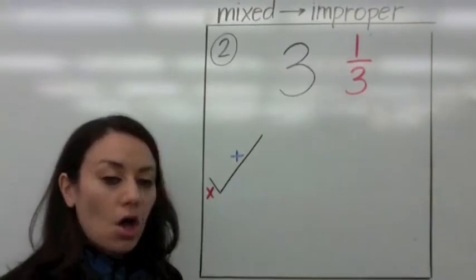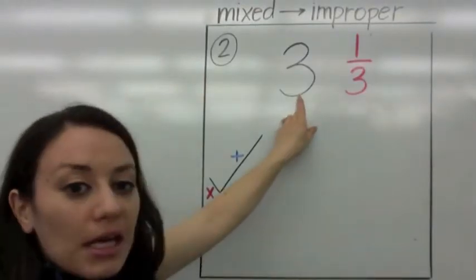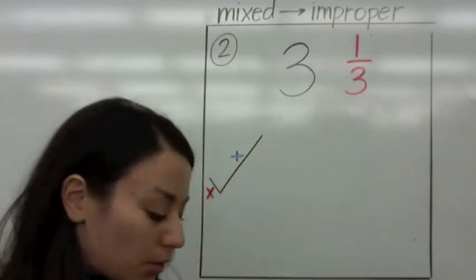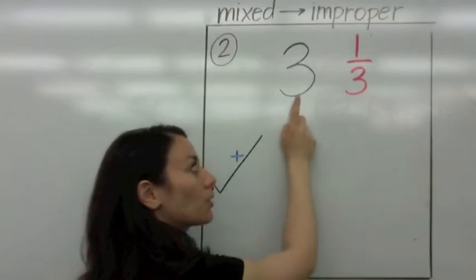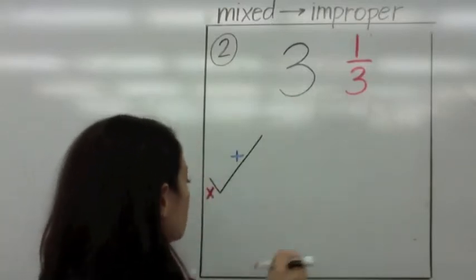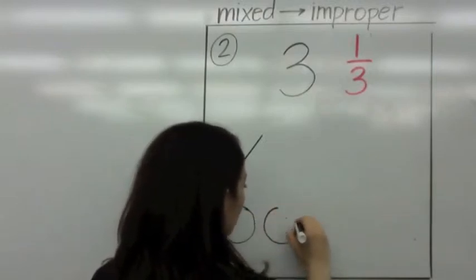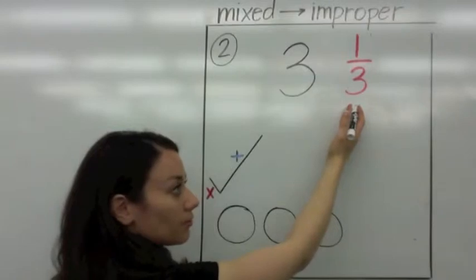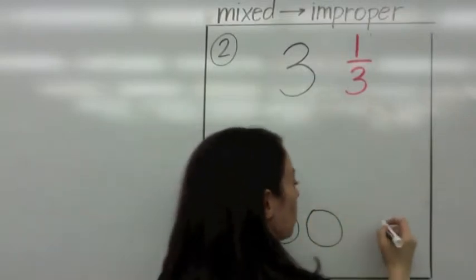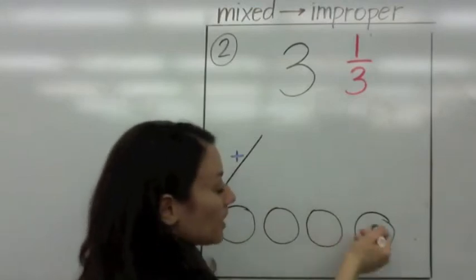Get that down. Okay, read this next mixed number with me. It says 3 and 1/3. 3 and 1/3. So if you were to draw this out, we want 3 wholes, right? 3 wholes. We're going to draw 3 circles. 1, 2, 3. Okay, but then we have a third. We have a third. So we're going to draw another whole, and we're going to cut this one in thirds.